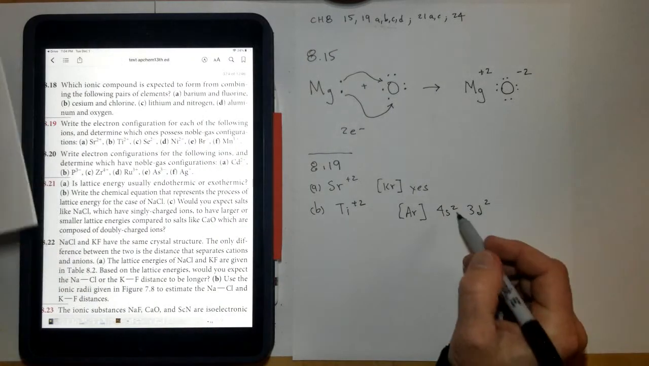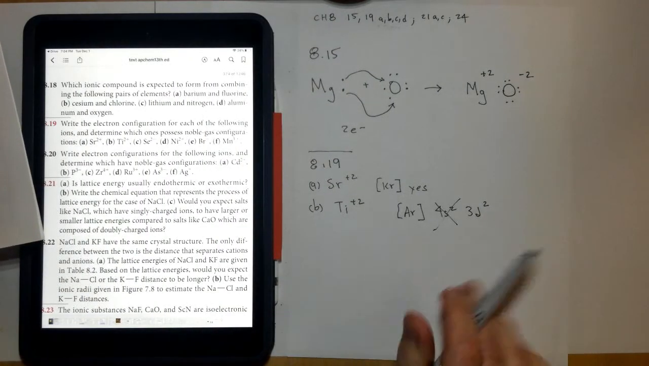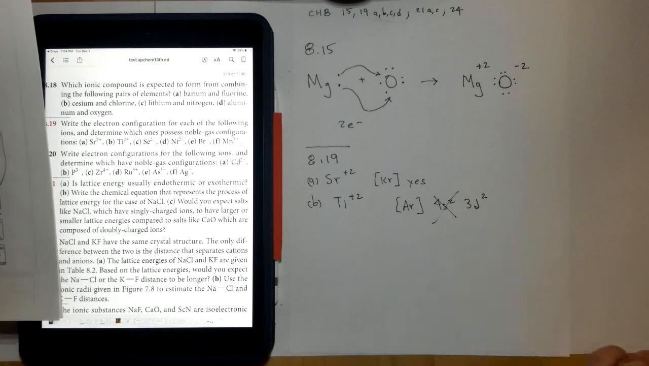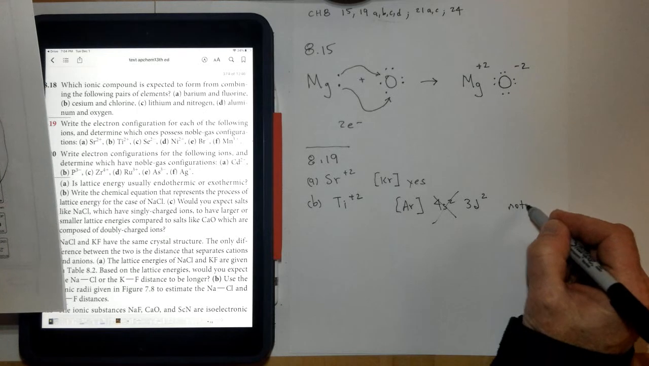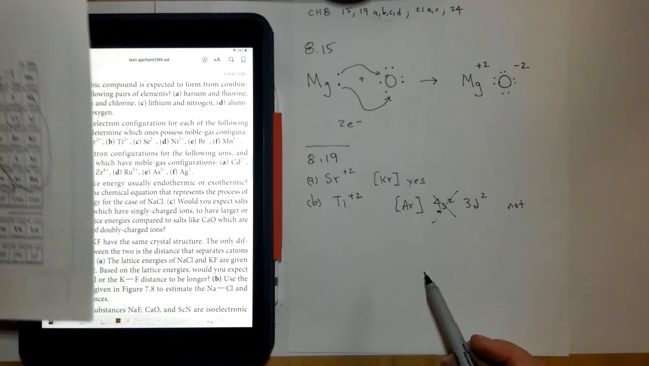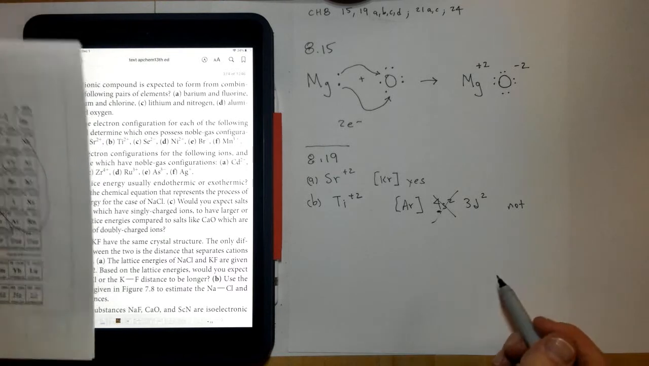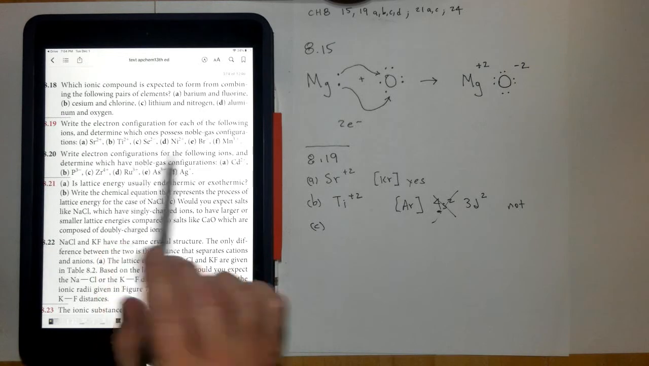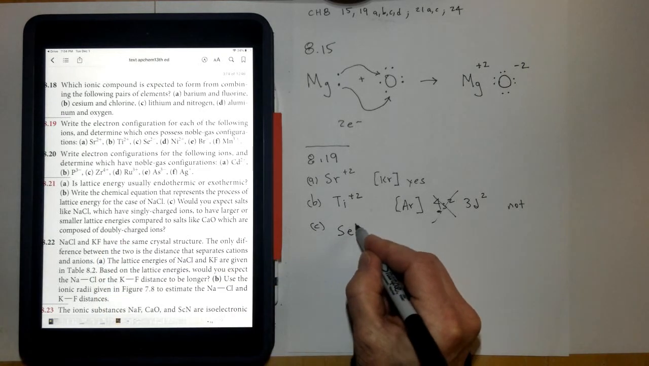And the ones that we'd lose are the 4s's, and we'd lose 2 of them because it's positive 2. And so its configuration would be argon 3d2, which is not a noble gas configuration. So remember, it always uses the highest energy level S and P electrons before it dips into any of the D's.